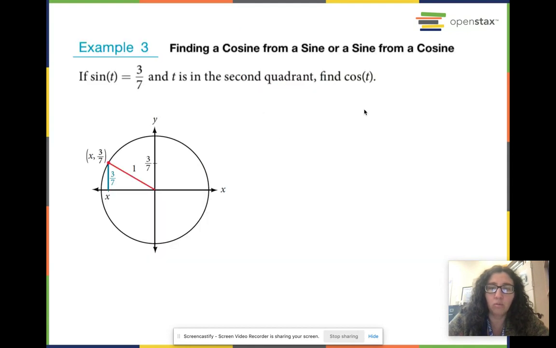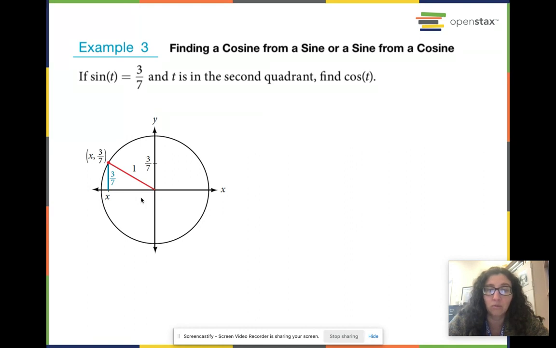All right, so how could we use this? Here's an example. They tell us that sine of t is 3/7 and that t is in the second quadrant. So remember, this is quadrant 1, quadrant 2, quadrant 3, quadrant 4. So we just draw some angle over here. We don't know what it looks like. There's the terminal side. And they tell us that sine of t is 3/7. Sine of t, remember, is the y value. And we wonder what this x value is.